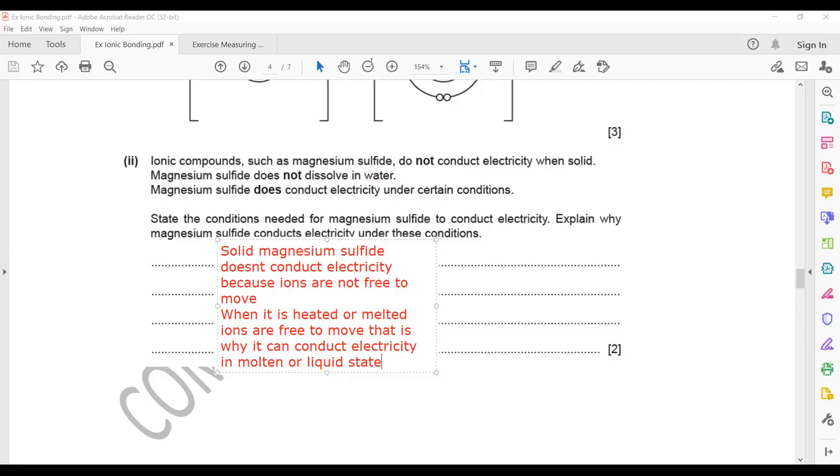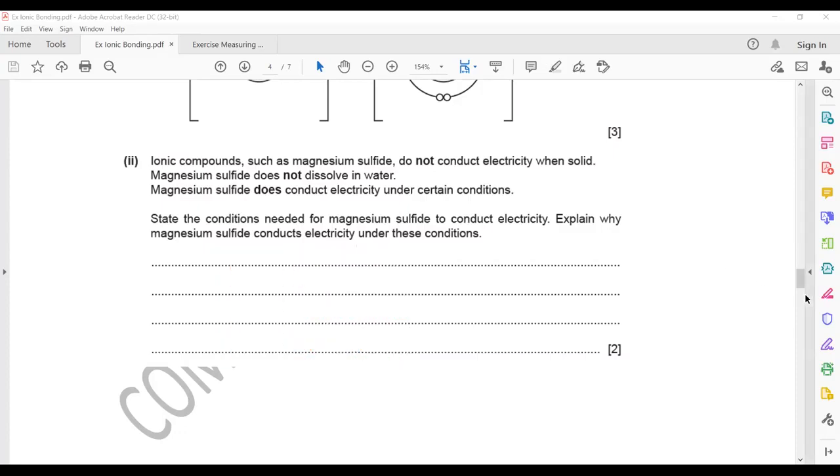That is why solid magnesium sulfide, like all ionic compounds in a solid state, cannot conduct electricity, as their ions are not free to move. But when you melt it, the ions become free to move, ions have space to move. That's why all ionic compounds, when you melt them, can conduct electricity, but not in a solid state. Not a single ionic compound in a solid state can conduct electricity. Why? Because ions are not free to move in a solid state.